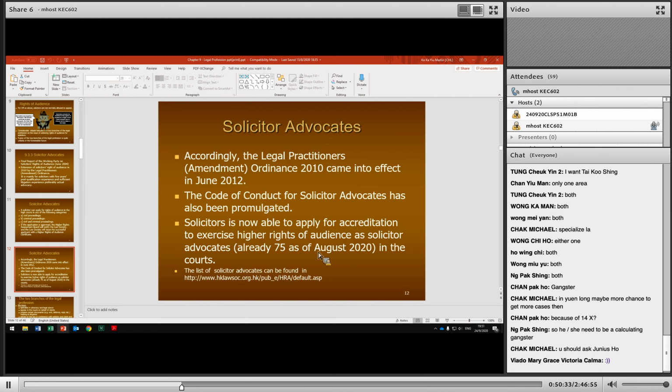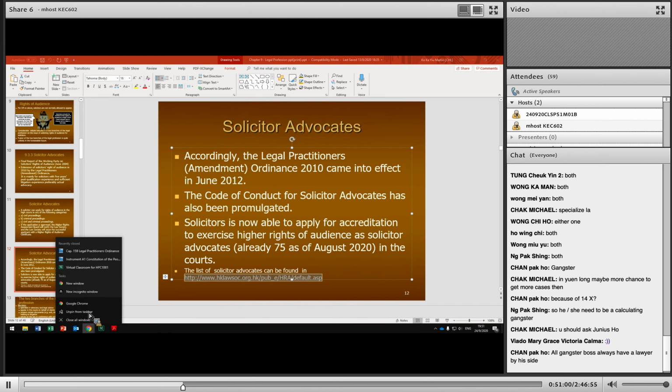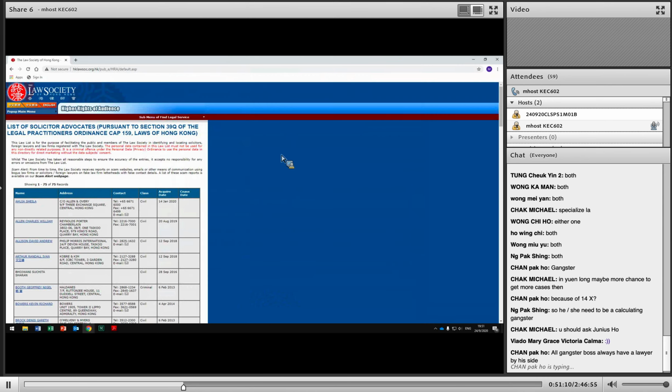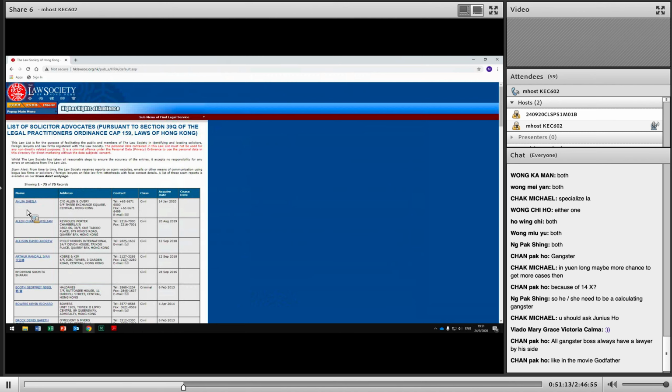As of August 2020, we already have 75 solicitor advocates. Later on, I will show you the list of those people. Some may be more famous. There must be at least one solicitor advocate you should be quite familiar with. The list is on the website of the Law Society. All the solicitor advocates are members of the Law Society. So the total number is 75.